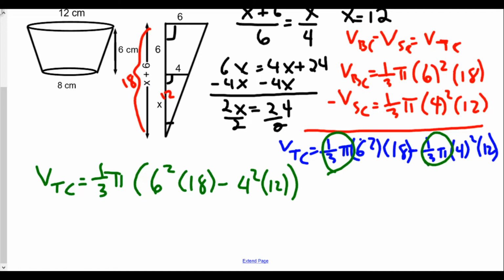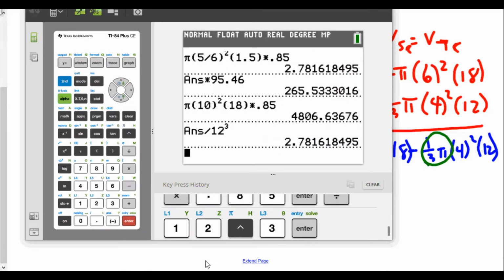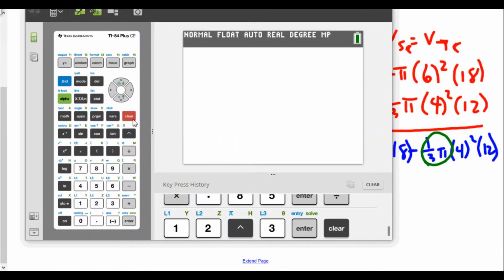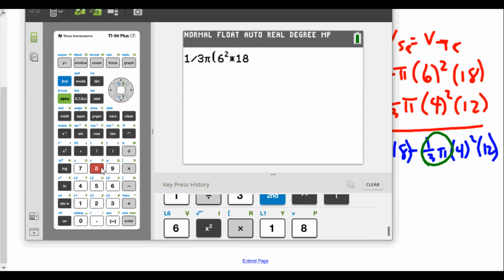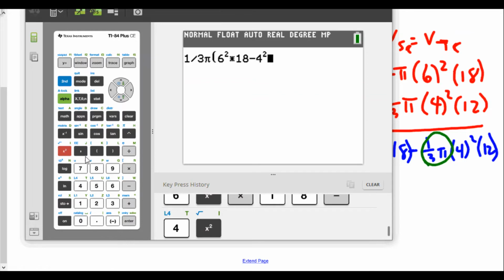Okay, so let me clear all this. And so now we're going to do the following. 1 divided by 3 times pi. And then we're going to open a parenthesis. In this case, we're going to have 6 squared times 18, subtract that by 4 squared times 12 times 12. Close that parenthesis.